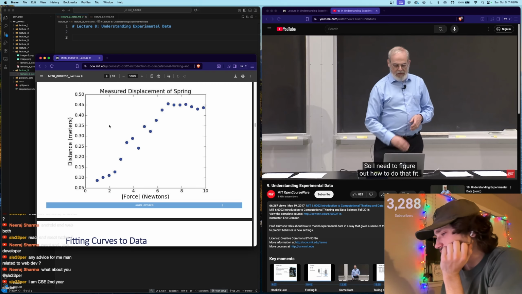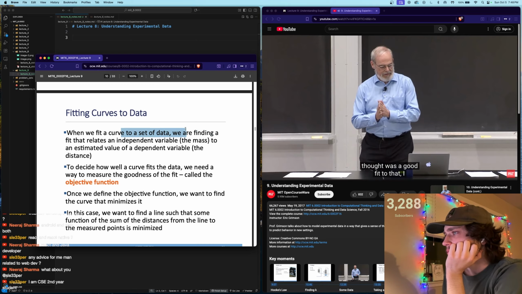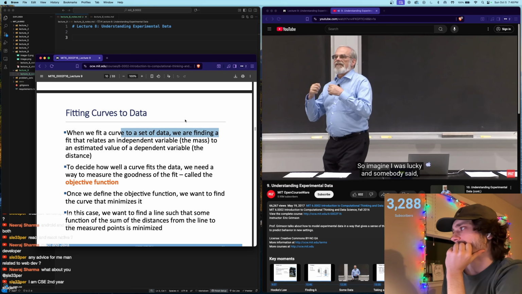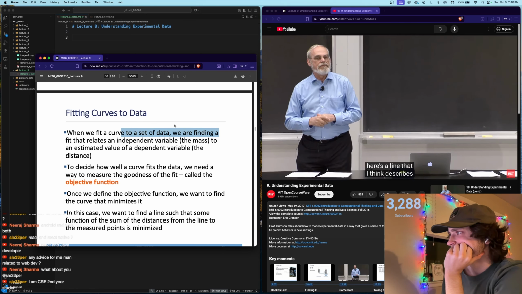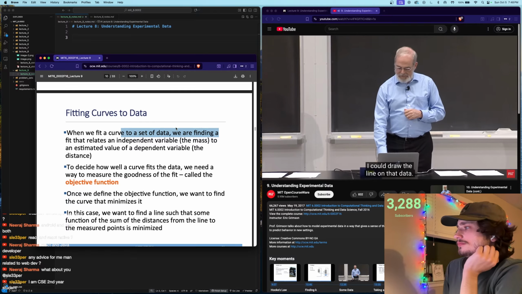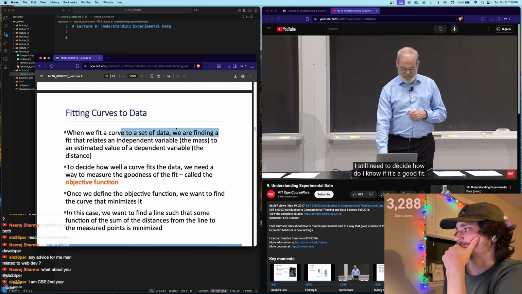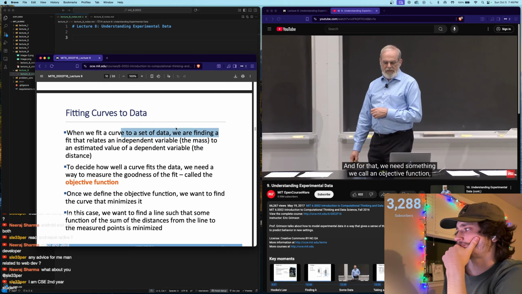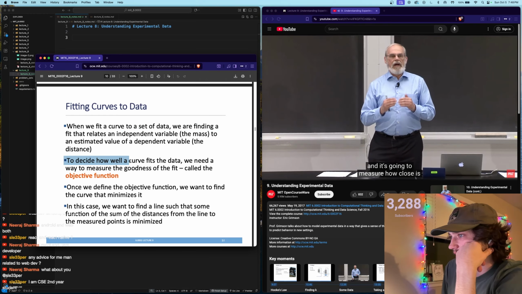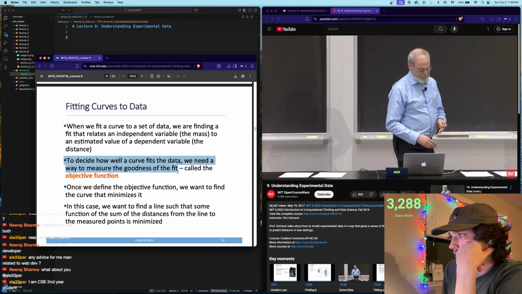Okay. To decide, even if I had a line that I thought was a good fit to that, I need to decide how good it is. So imagine I was lucky and somebody said, here's a line that I think describes Hooke's law in this case. Great. I could draw the line on that data, on this chunk of data here. I still need to decide, how do I know if it's a good fit? And for that, we need something we call an objective function. Okay. And it's going to measure how close the line is to the data to which I'm trying to fit it.